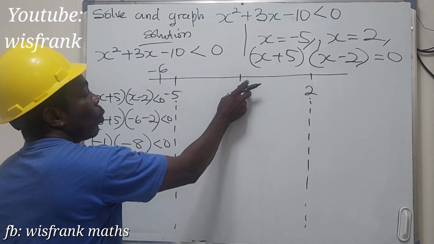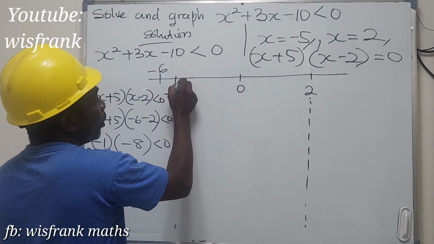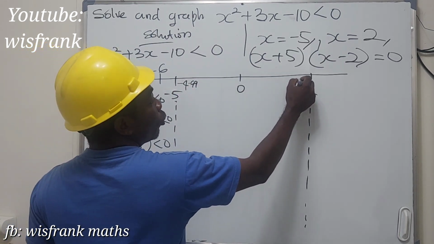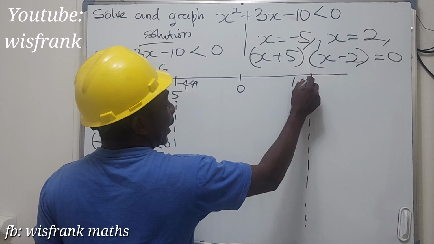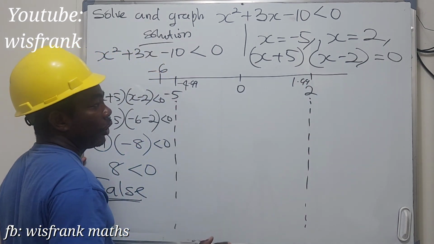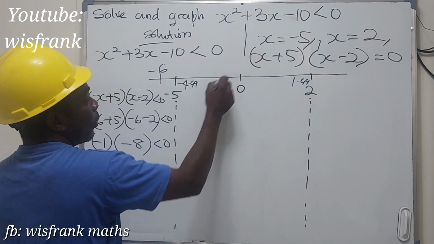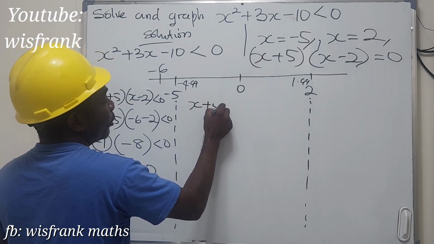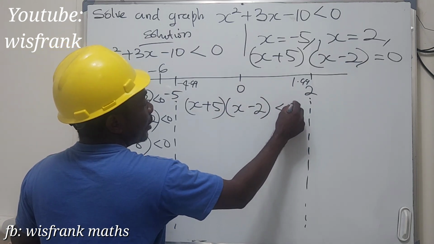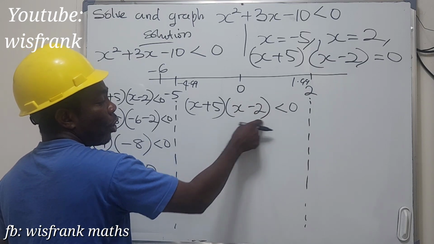So let's take x equals 0, since x will be between -4.999 and 1.999, because 2 and -5 are not inclusive. So we have x equals 0. Our inequality is (x + 5)(x - 2) < 0. We check whether x equals 0 will be true for this statement.